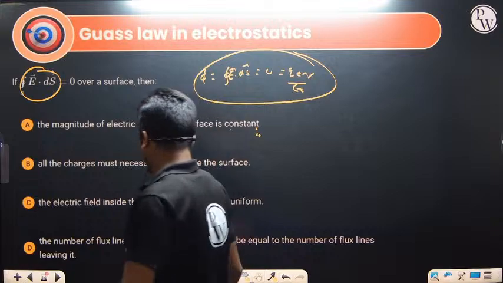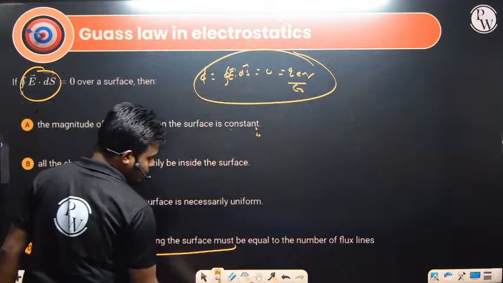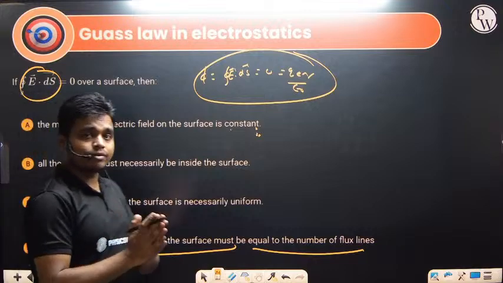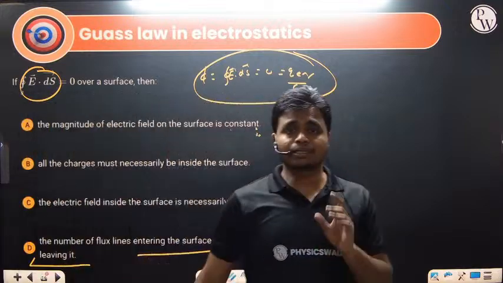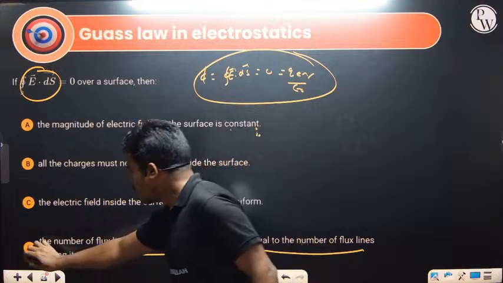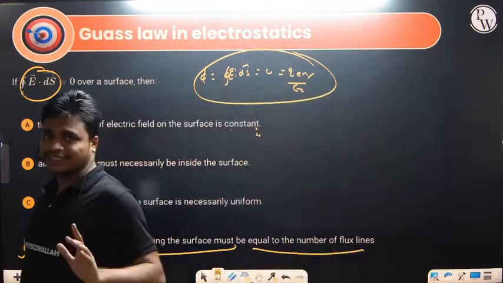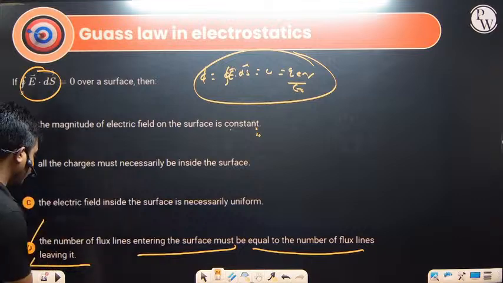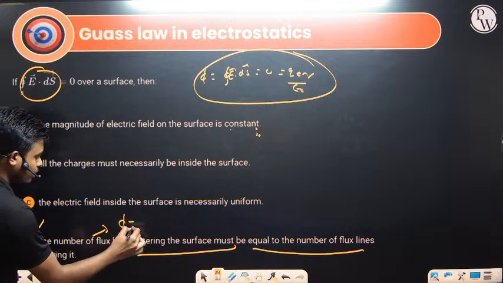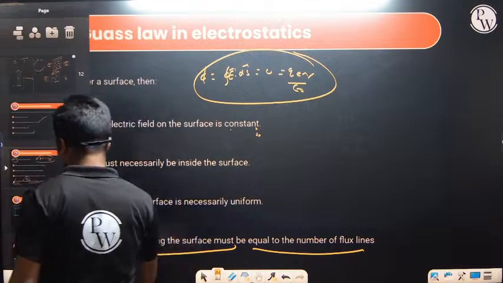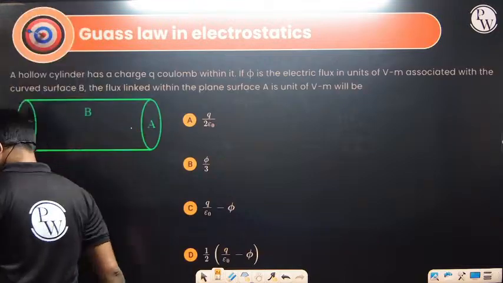The number of flux lines entering the surface must be equal to the number of flux lines leaving it. The flux line entering the surface gives negative flux, and the flux line coming out of the surface gives positive flux. So net incoming flux should be equal to net outgoing flux. Is that clear, all of you? So the flux value will be 0. The answer is option D. Next question over here.